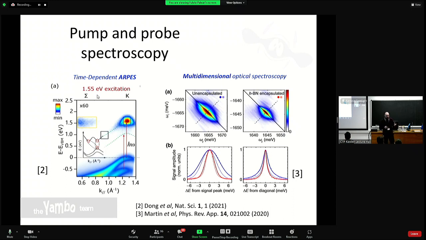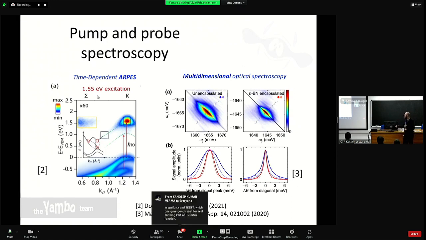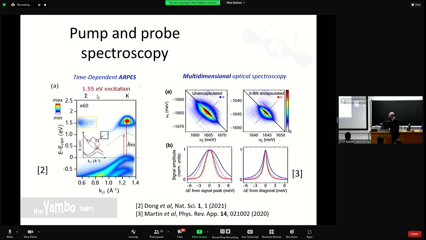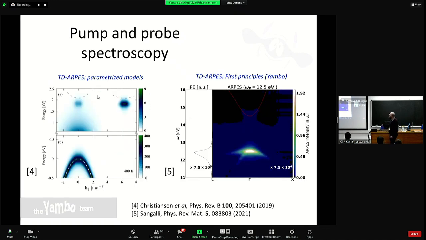And where's the theory in all this? Well, these are very difficult experiments to reproduce theoretically in a very convincing way, let's say. There's a lot of discussion about the important role that excitons certainly have in this kind of experiments, but how to model this is pretty difficult. Here we can see some examples on the time-dependent ARPES case.